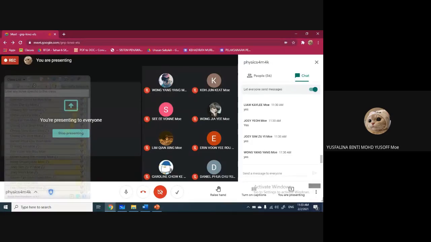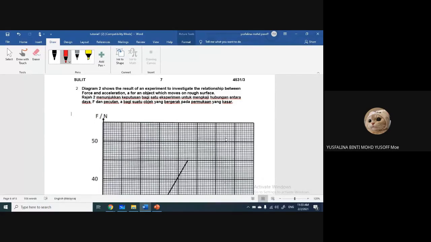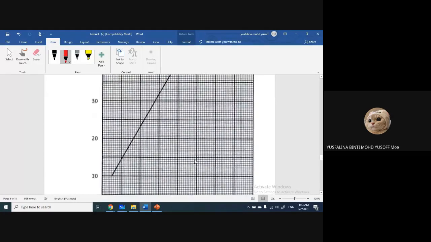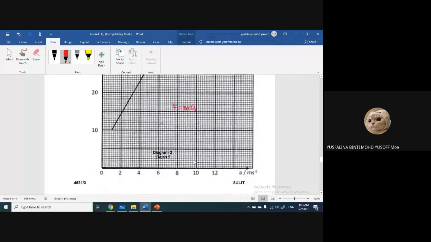So we move on to the second question. Question number 2: diagram 2 shows the result of an experiment to investigate the relationship between force and acceleration. This is Newton's second law, F equals ma, for an object which moves on a rough surface. So this is the graph, F against A, acceleration.